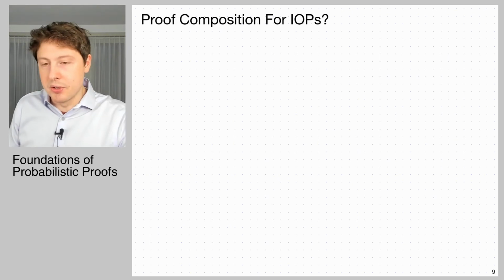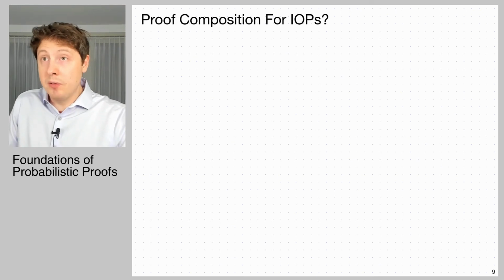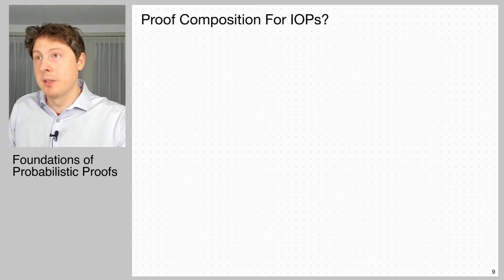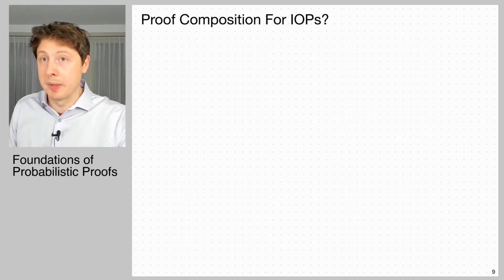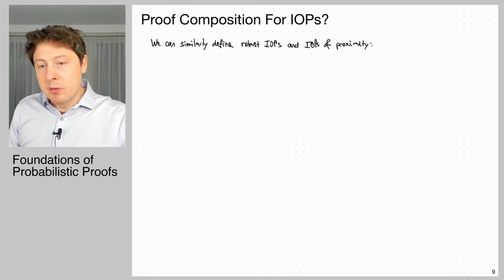There are constructions, as I said at the beginning of the lecture, where you can get linear proof length and constant query complexity. I'm not aware of direct constructions that achieve that, but you build ingredients and then you invoke proof composition for IOPs, analogously to what you do for PCPs. Okay? So here we can similarly define robust IOPs and IOPs of proximity.